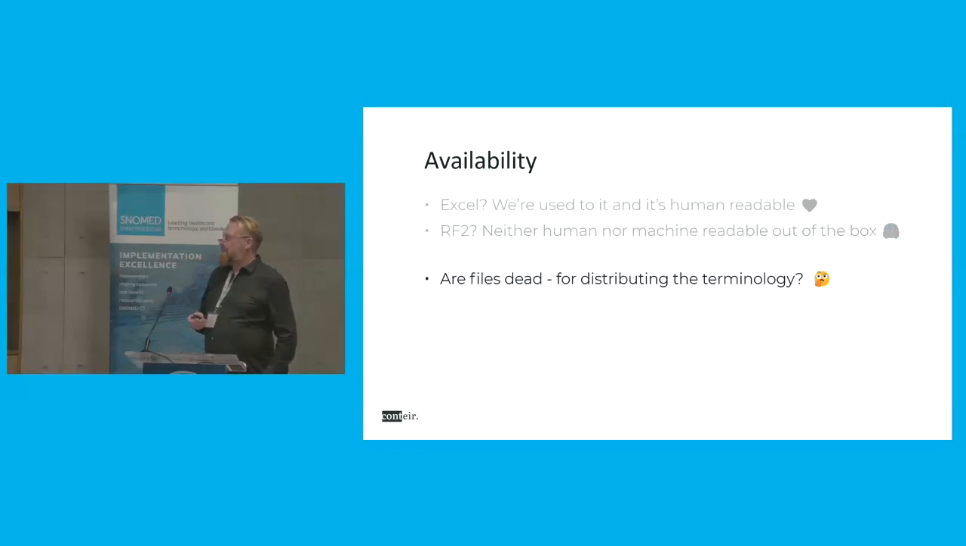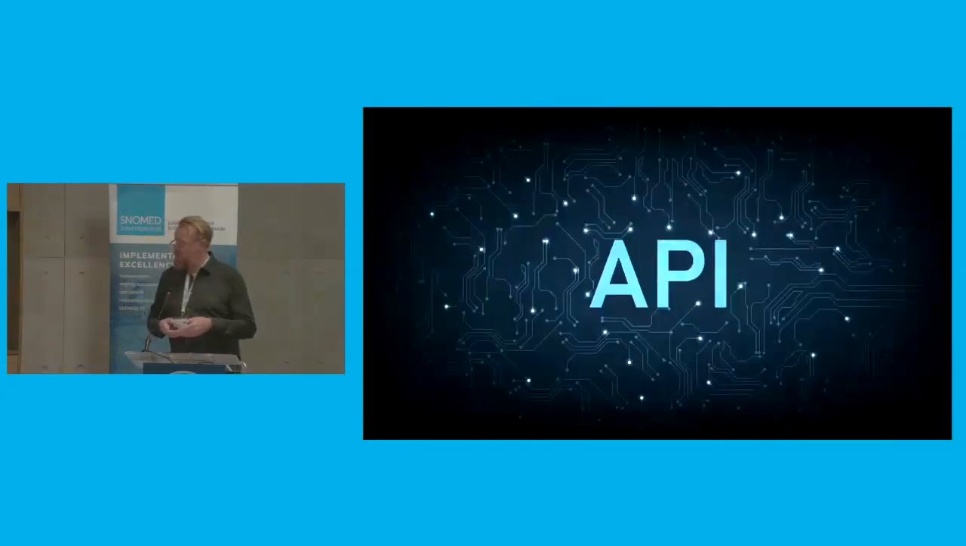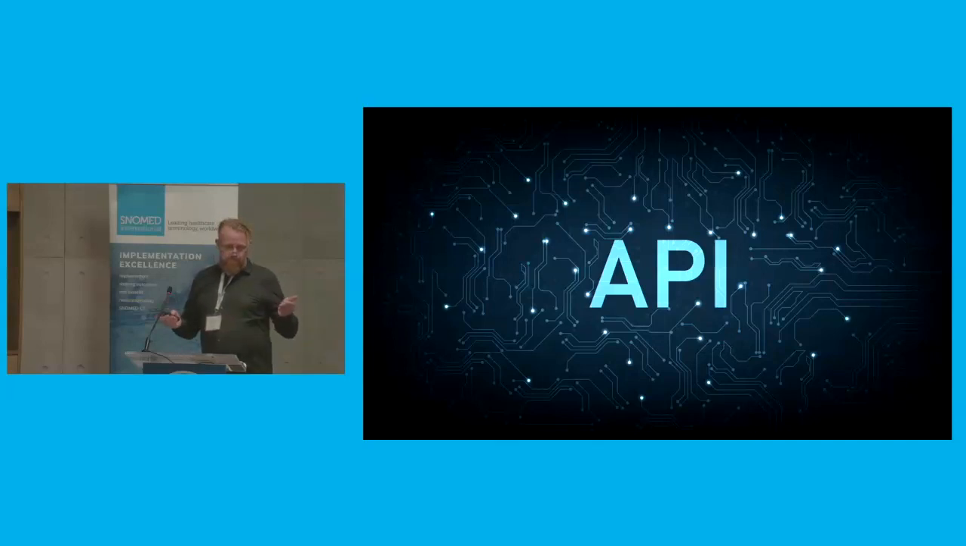So that makes me think, is the file format kind of dead in order to distribute SNOMED CT? And I think maybe yes. And that leads us to the API approach. I'm 90% sure that everybody knows what an API is, but for those who don't, it's not like a voodoo thing. It's a simple way for computers to share data. So it's quite easy, actually.